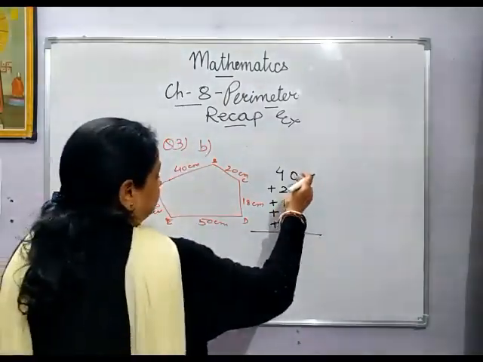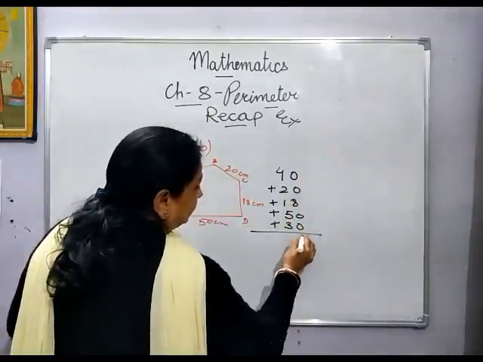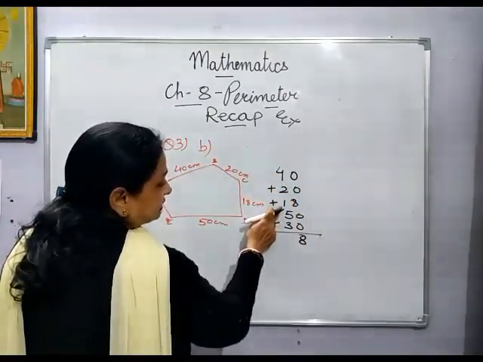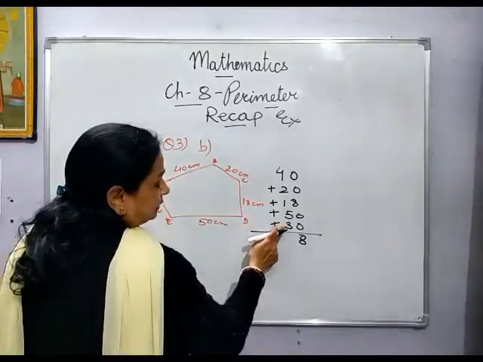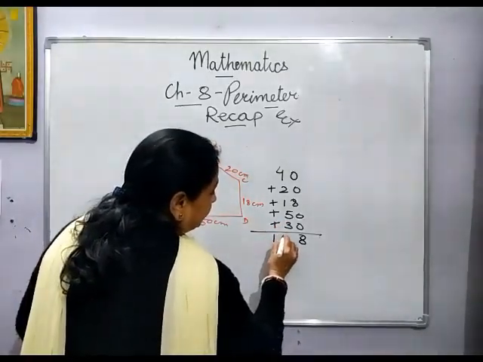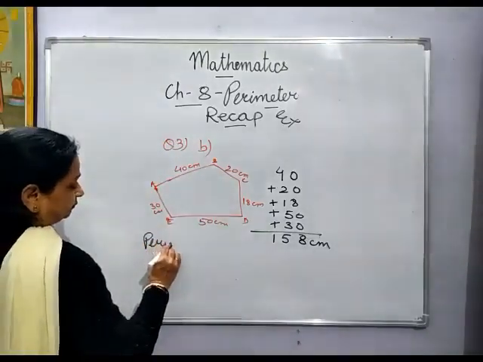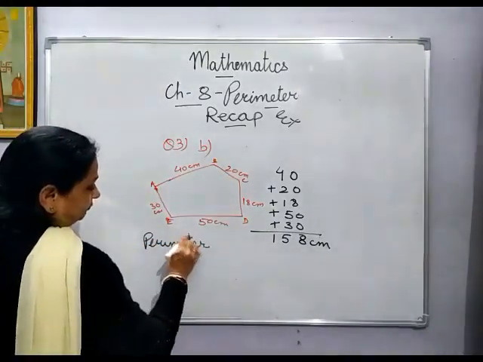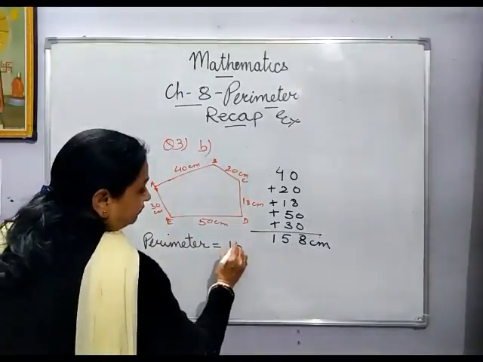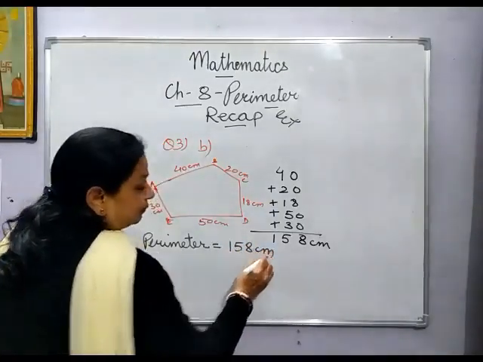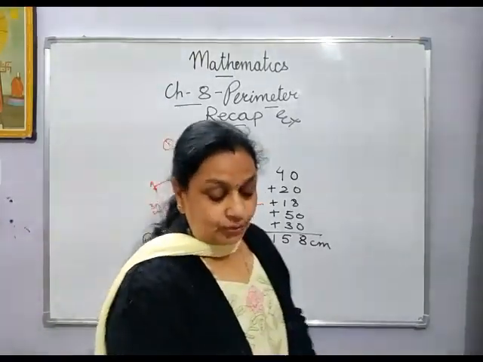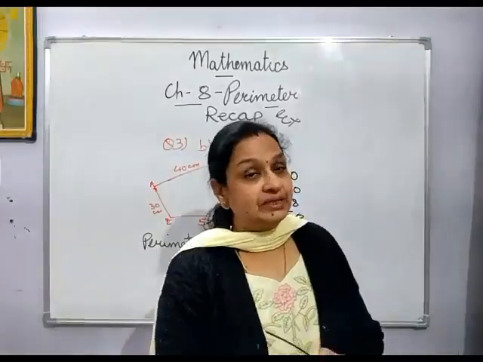Add it. It is 8, 4 and 2, 6 and 1, 7 and 5, 12 and 3, 15. So the perimeter of this figure is 158 centimeter. But you read the question, it says that you have to express it in meters.